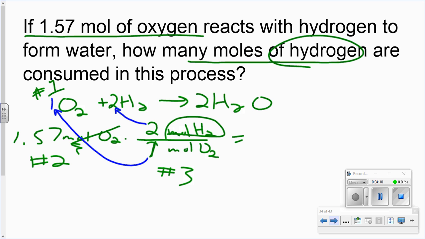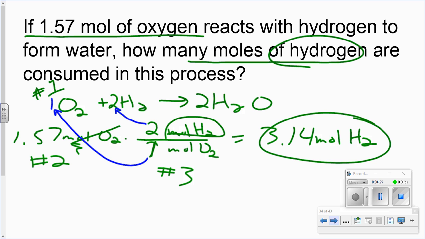I completed the 4 steps of stoichiometry, and all I need to do is calculate, and that's 1.57 times 2 gives me 3.14. Label it correctly. Moles of H2 were consumed in order to make this reaction tick. Okay? Let's try another one.